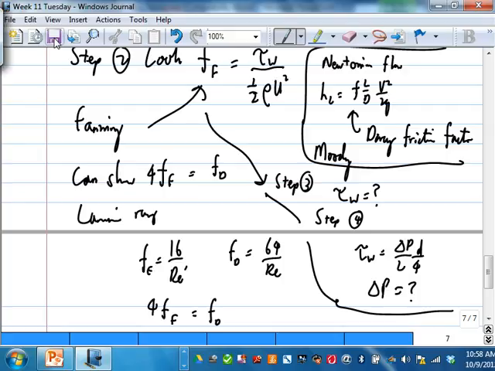Any questions? Yeah. Normally K prime and n prime, if you have to do the experiment, then you can find it. But normally in the problem, they will give you the K prime and n prime.